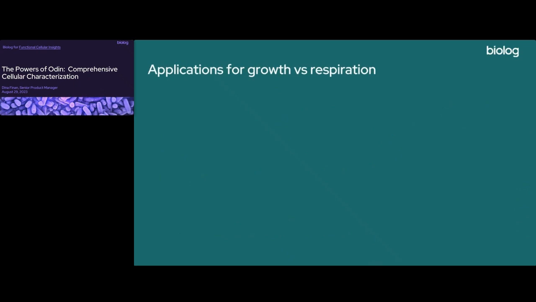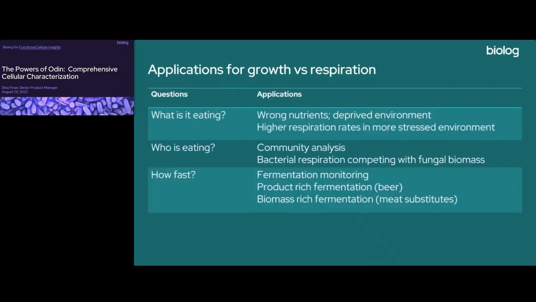So when you measure both growth and respiration in one experiment on Odin, what does this tell you? And again, it really comes back to what the cells are eating. So if you're feeding the organisms something suboptimal, then they will be in a stressed condition and they won't behave the same as when they're in an environment that is not deprived of their optimal nutrients.